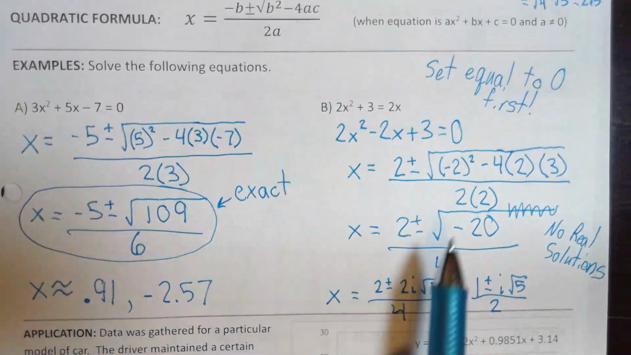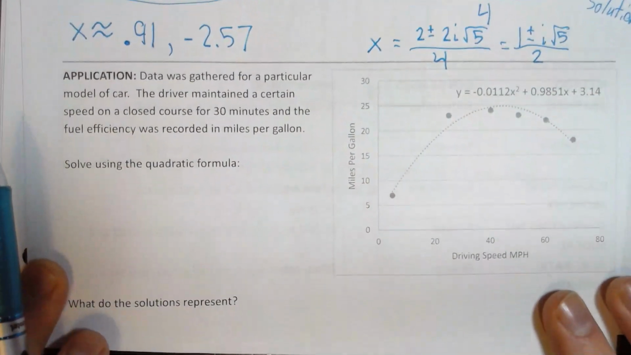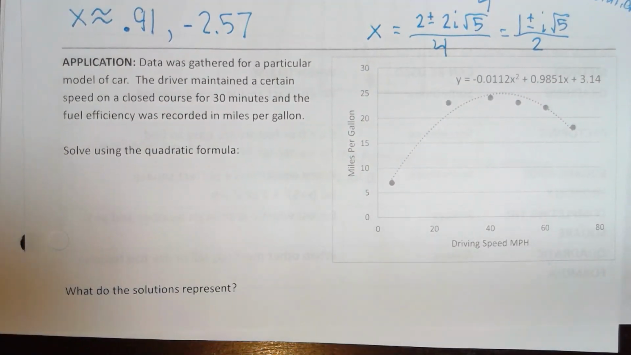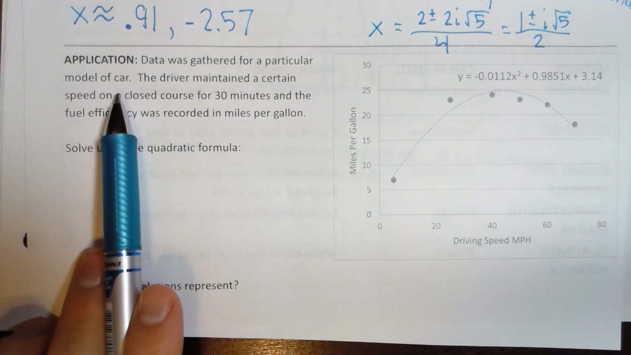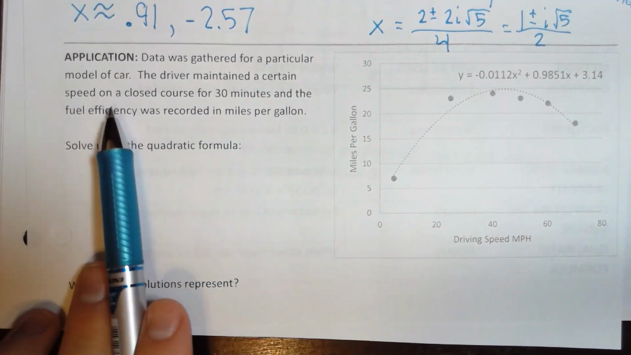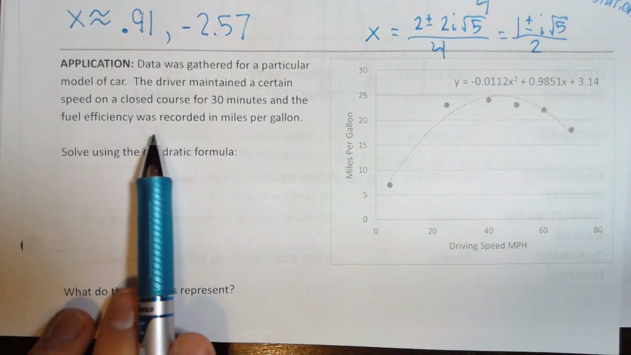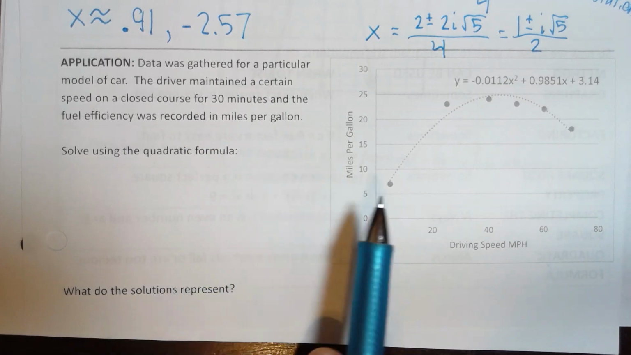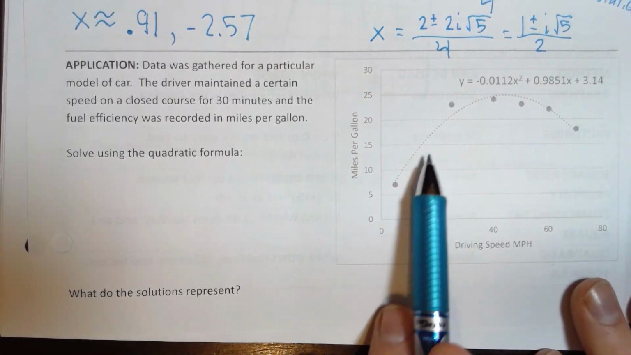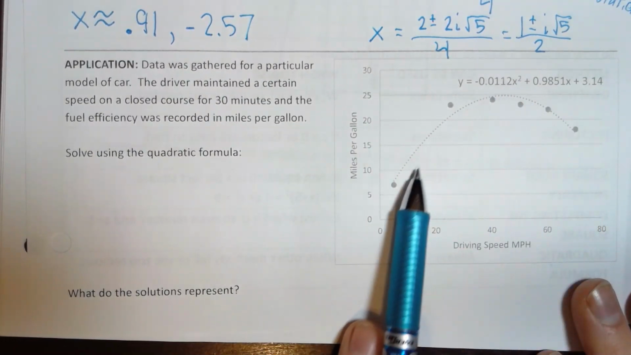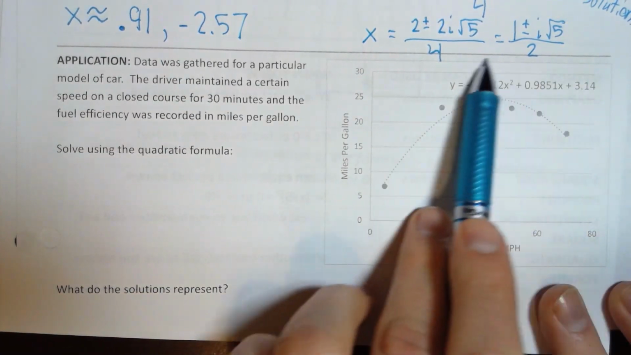So those are 2 examples of using the quadratic formula. Now, sometimes we need to be able to use it in an application problem. This says data was gathered for a particular model of a car. The driver maintained a certain speed on a closed course of 30 minutes, and the fuel efficiency was recorded in miles per gallon. So they did like 5 trials here, and then they used a computer program to give them this quadratic that best represents their data points, right? And they came up with this crazy thing.